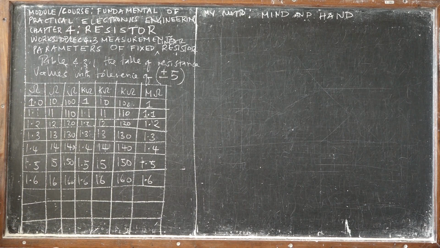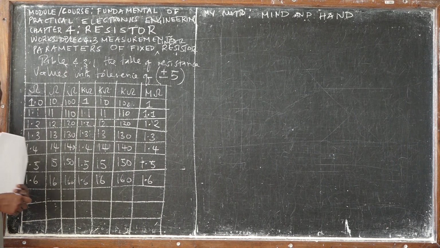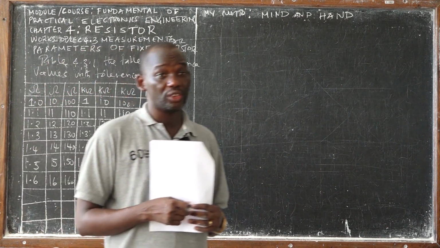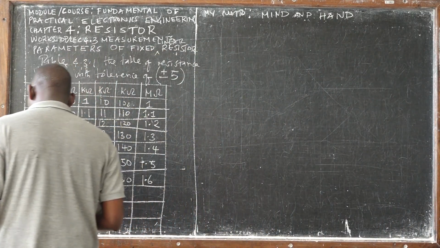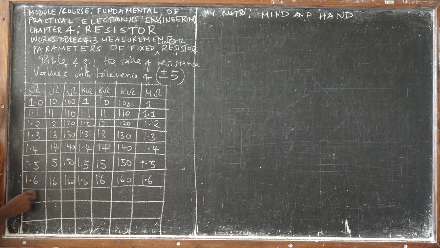So from 1.6, the next number we would usually say is 1.7, but 1.7 is not there. So the next standard resistor is 1.8. Remember that we have excluded 1.7. It means that 1.7 is not a standard resistor at all. So you cannot find a standard resistor of 1.7, maybe 17 or 22, you cannot find.